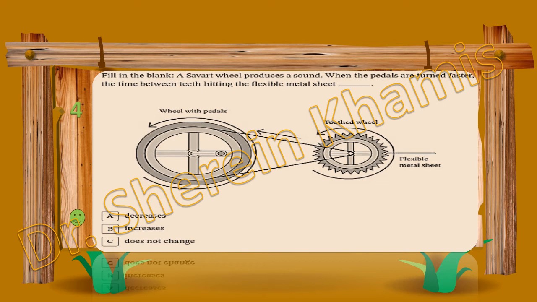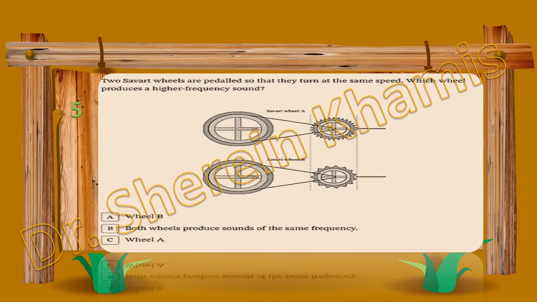Okay, let's go into question 5. Here we have two Savart wheels that are pedaled, so they turn at the same speed. Which wheel produces the higher frequency sound? We have wheel A and wheel B. The first one has a number of gear teeth greater than the second one. So which one will have a higher frequency sound?